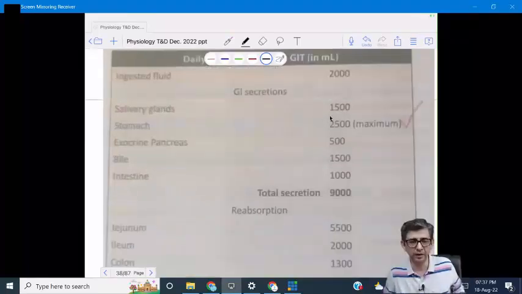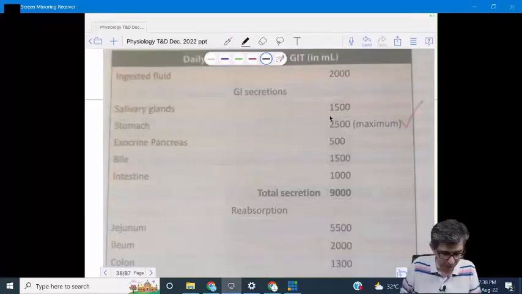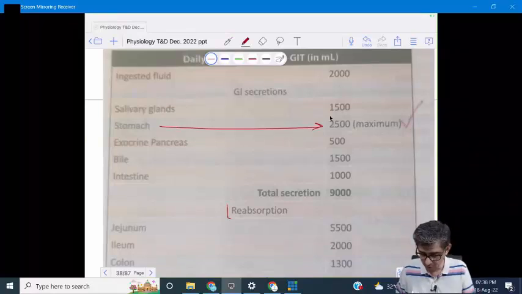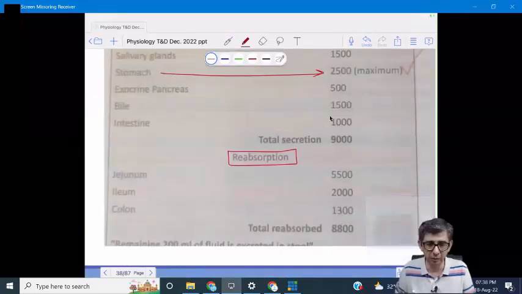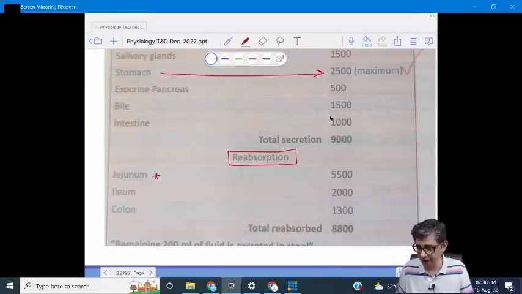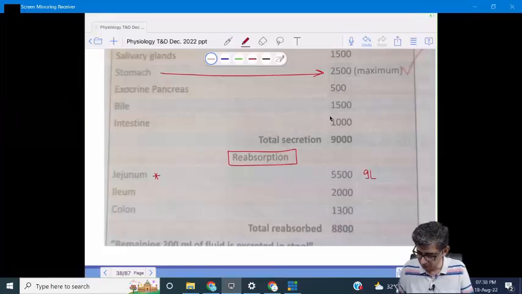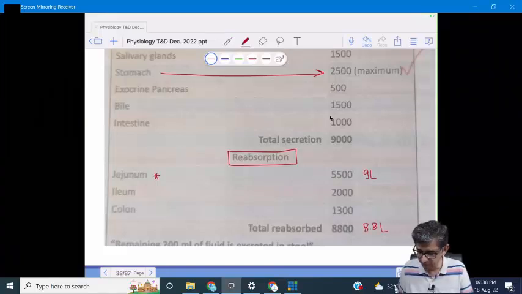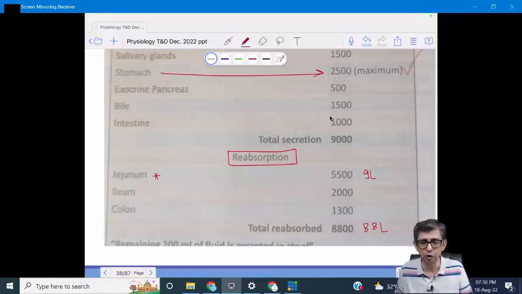So GI secretions would be maximum with respect to the stomach. This we know. The question is asking about reabsorption. So when it comes to the reabsorption, the maximum would be occurring in the jejunum of the patient. That is about 5500 ml. Total secretions are 9 liters. Total reabsorption will be 8.8 liters. So what is left, 200 ml, will be lost in the stool.